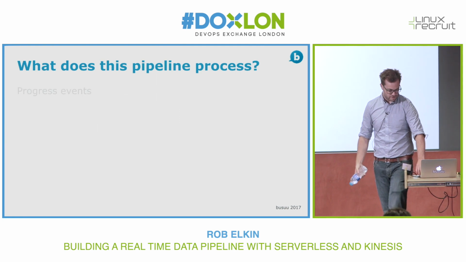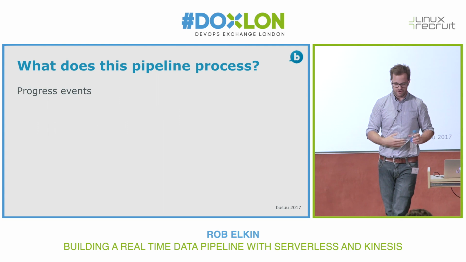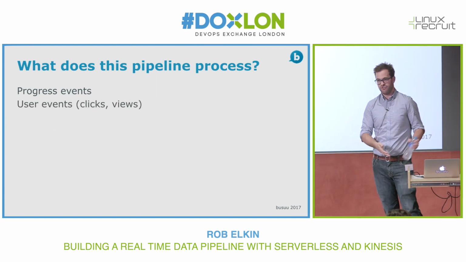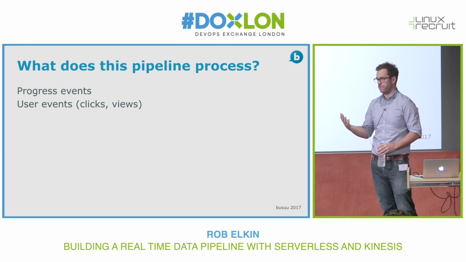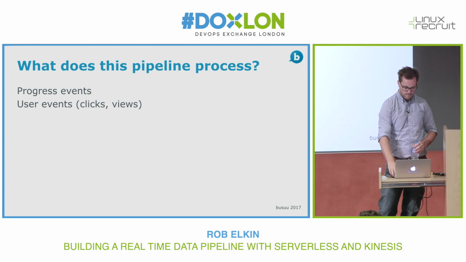So what is this pipeline process? Progress events, so how far you are through a course, what you're doing on the course. It processes user events, so did the user click on something? Did the user view something? That's useful for A/B tests. That's useful for our product team to understand how things are happening.